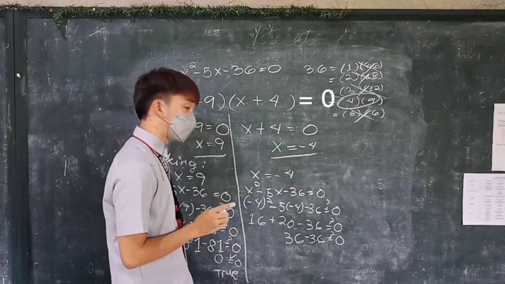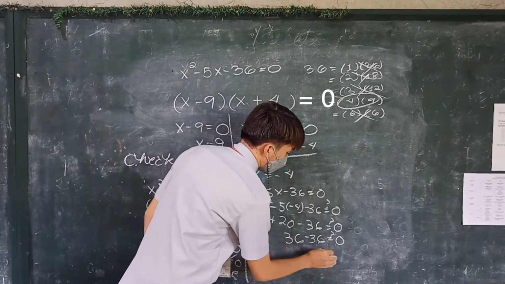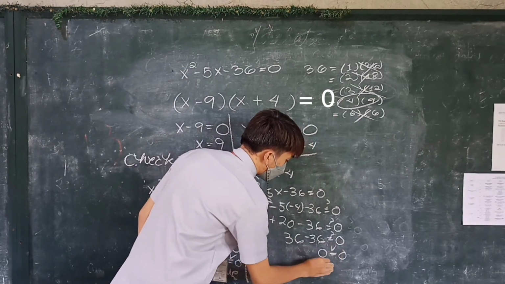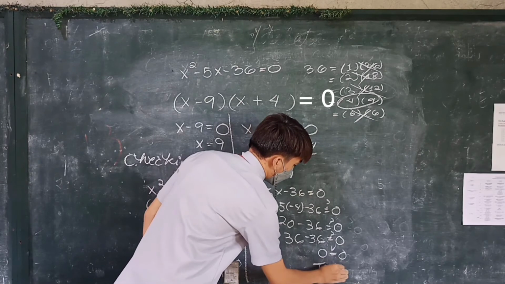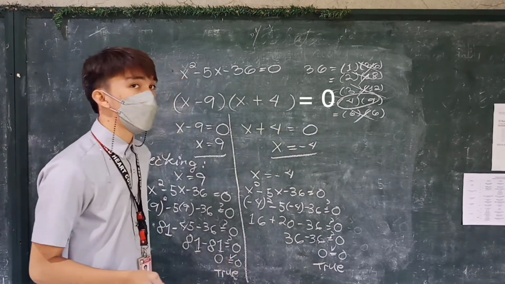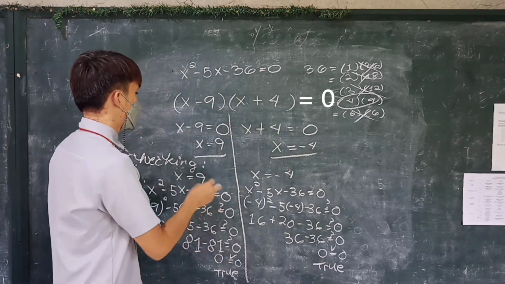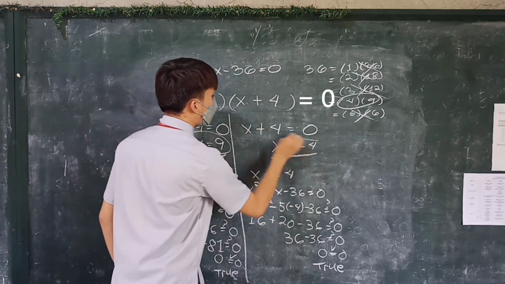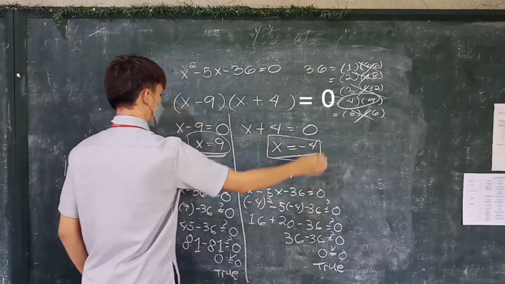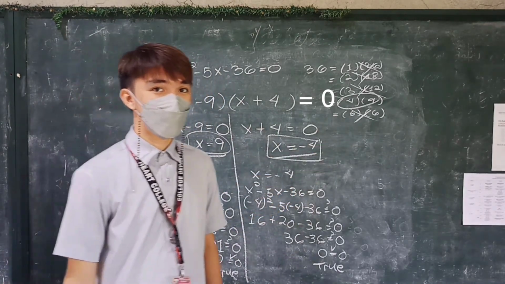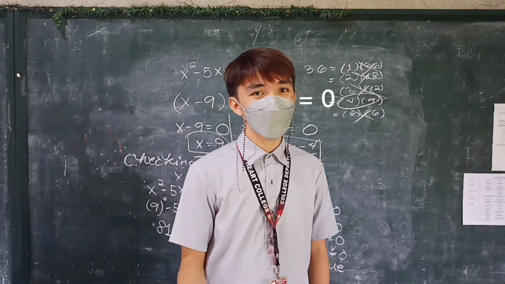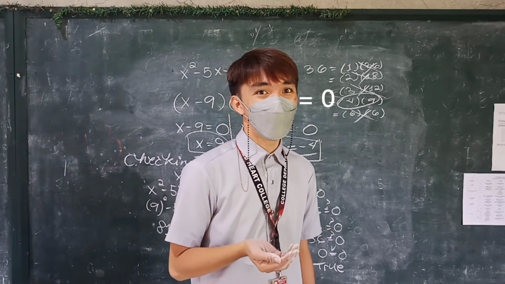36 minus 36 equals 0. It's true. Which means that negative 4 also satisfies the equation. So both our answers are correct. You get it, class? Great!